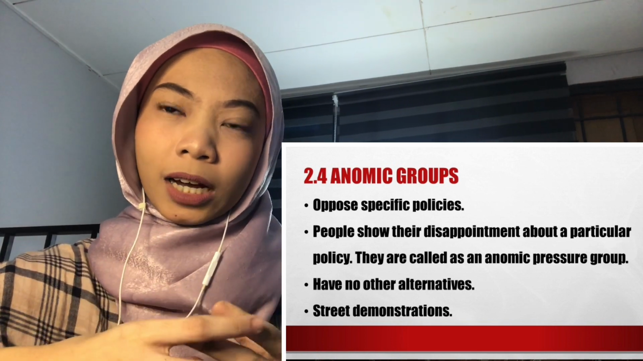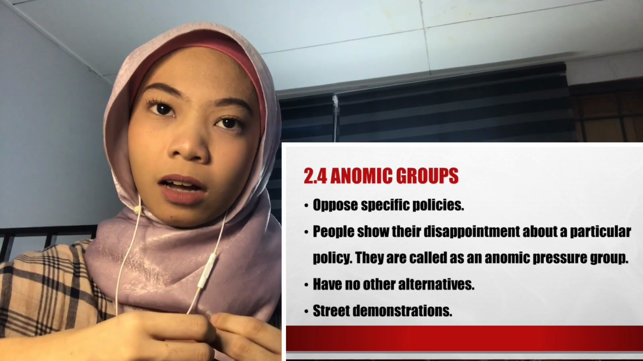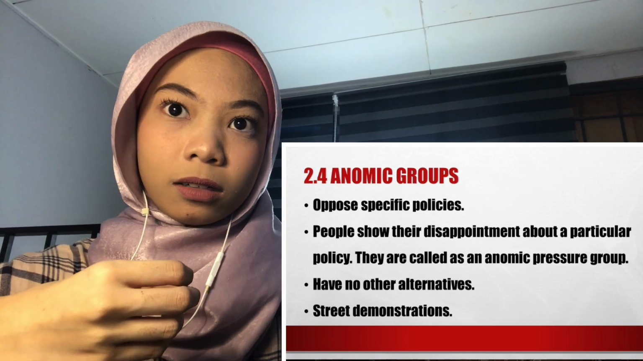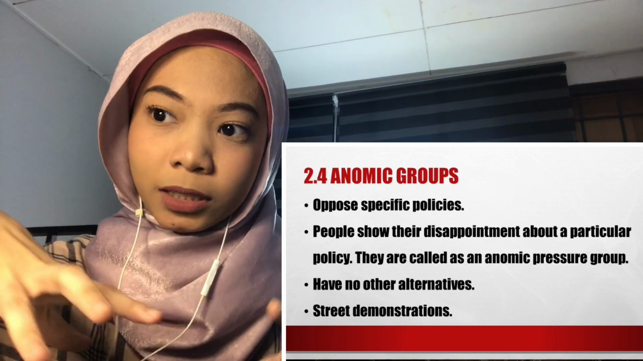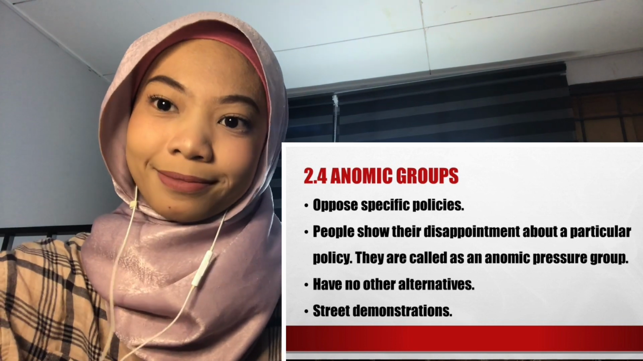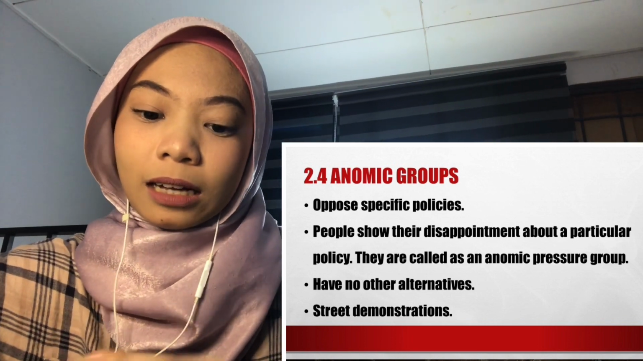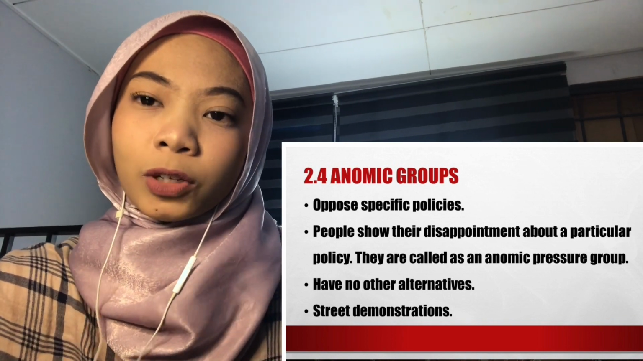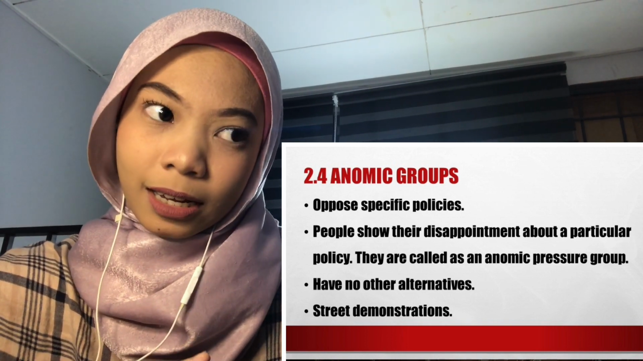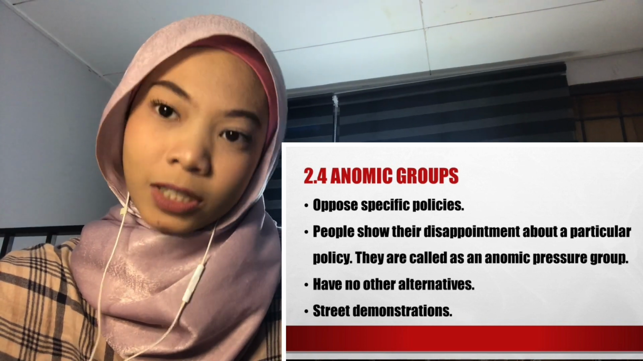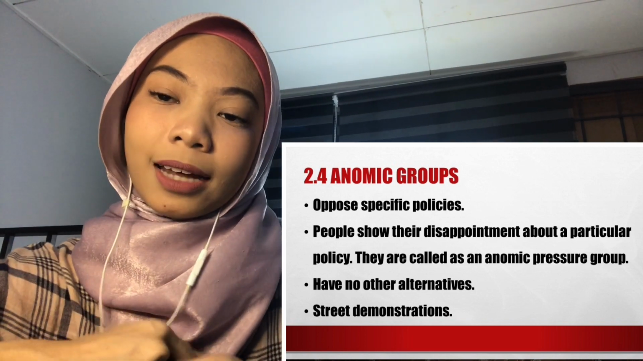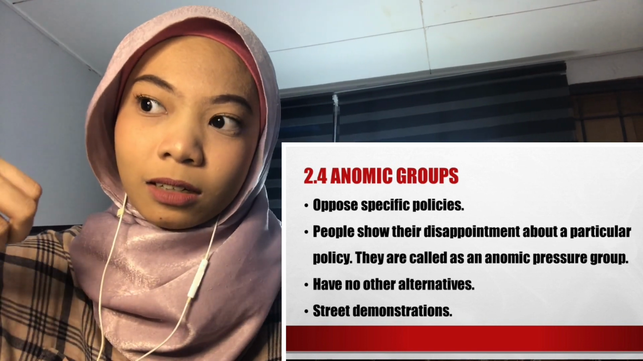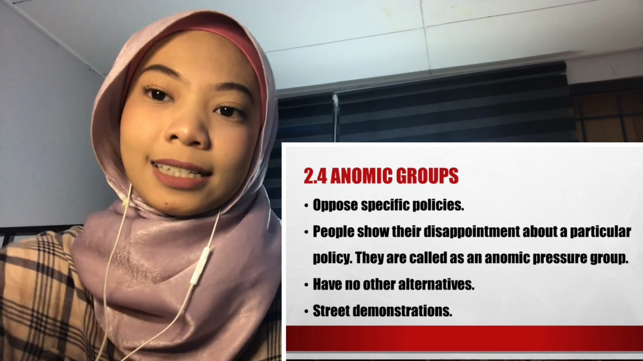When people want to show their disappointment about a particular government policy, the group of those people is called an anomic group. Usually this type of pressure group comes forward when the government is unresponsive to their demands and they feel that none of them is voicing their demands, so they have no other alternative other than street demonstrations.